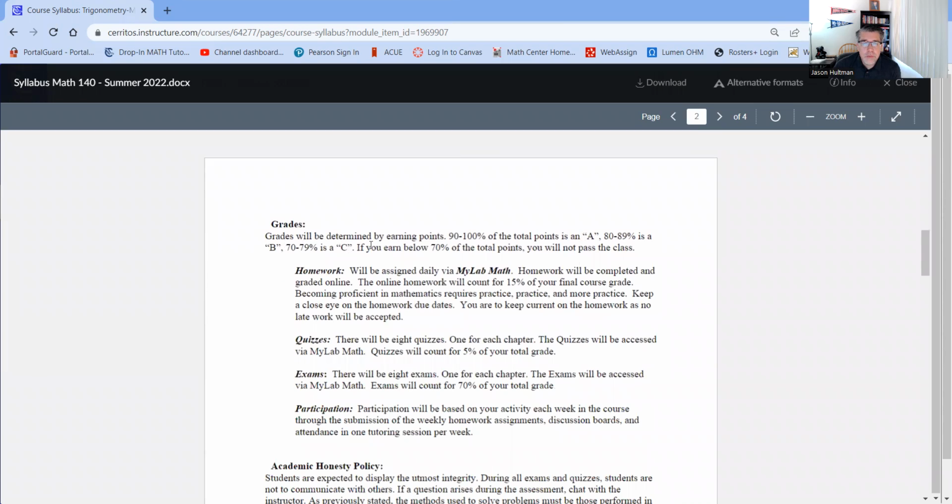Okay, grades. Grades will be determined by earning points. 90 to 100% of the total points is an A, 80 to 89 is a B, 70 to 79% is a C. If you earn below 70% of the total points, you will not pass the class.